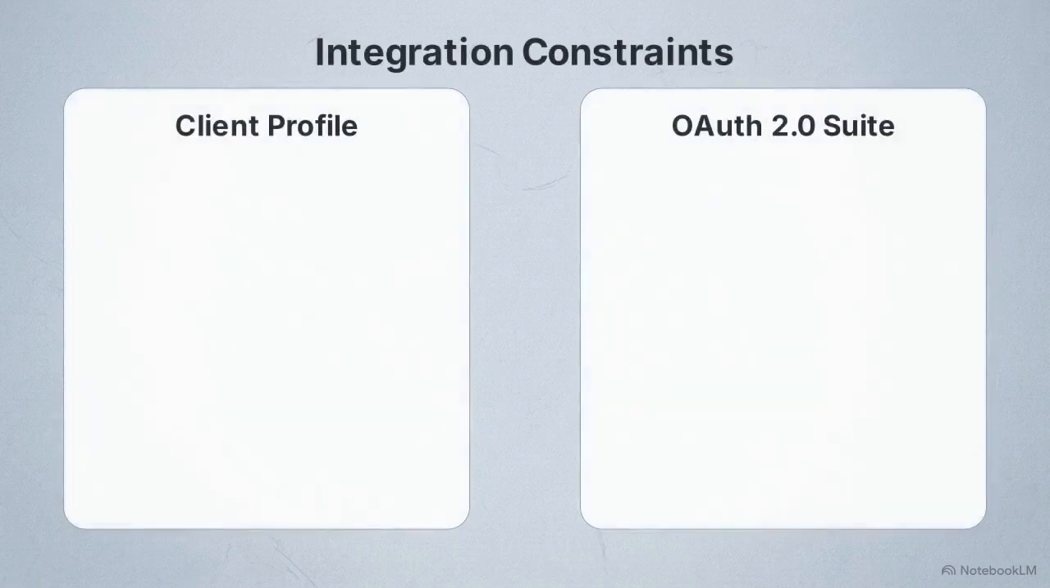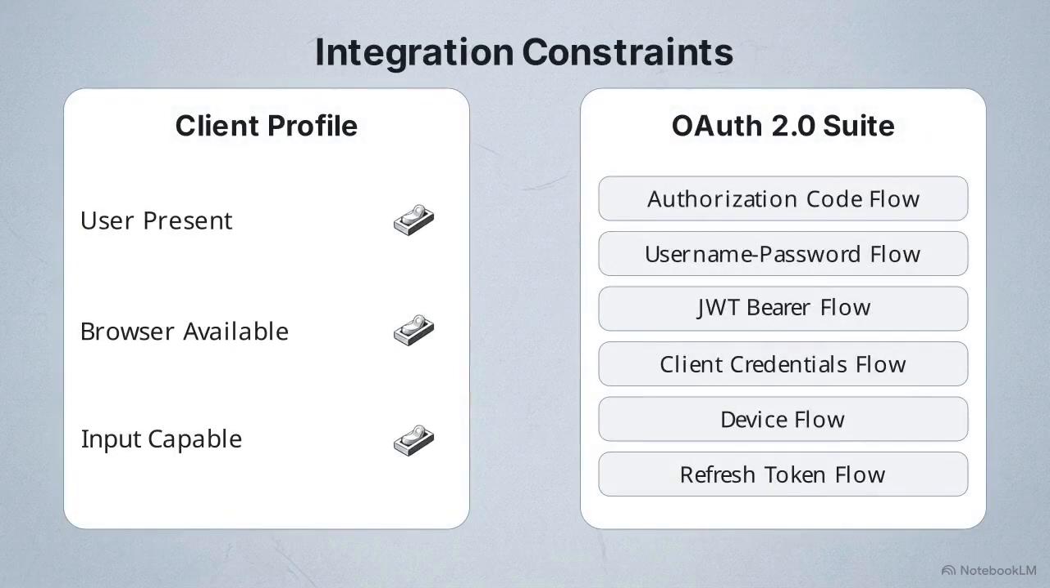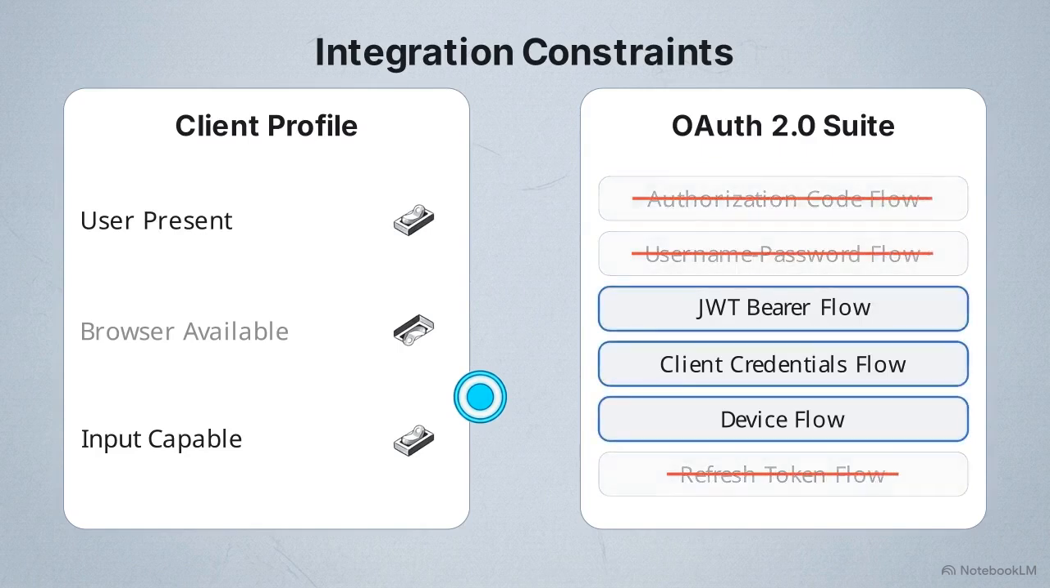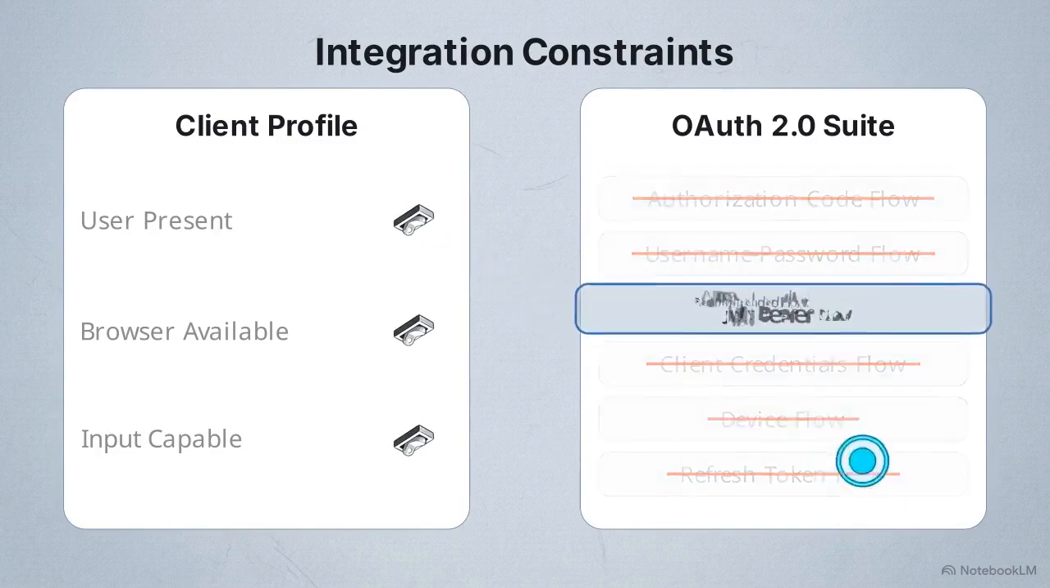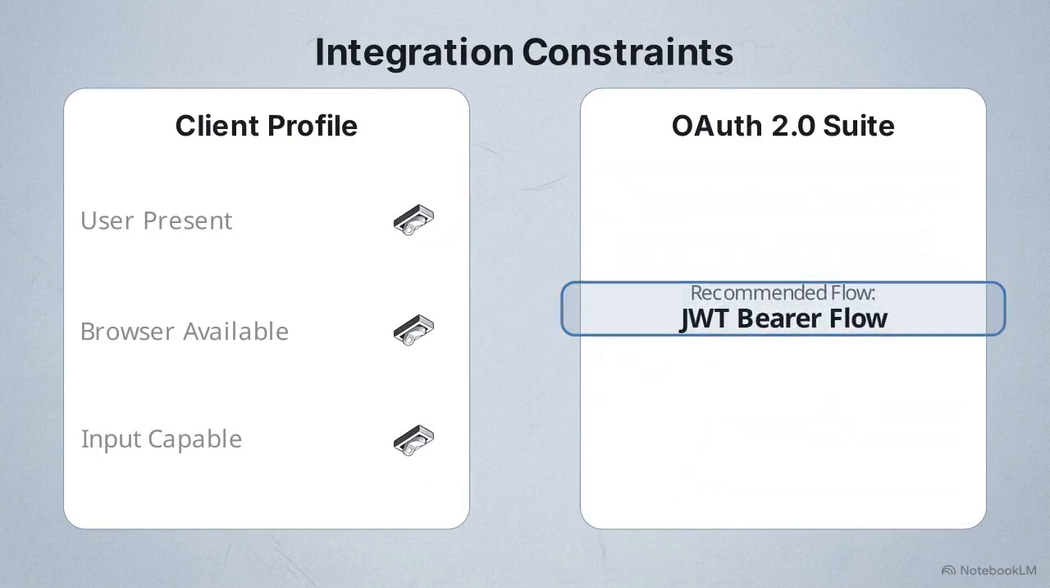To identify the correct model, we evaluate three variables: whether a user is present to interact with the system, whether a web browser is available, and the extent of the device's input capabilities. By subtracting these capabilities from the client profile, we can logically derive which authentication flow is required for a specific environment. Salesforce provides a suite of discrete OAuth 2.0 flows, each designed to function within these specific system limitations.